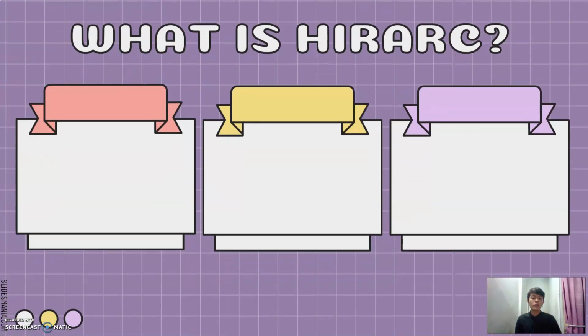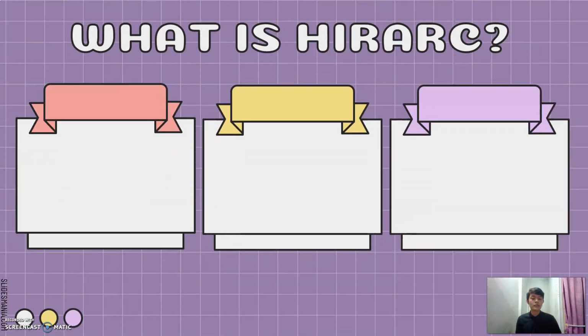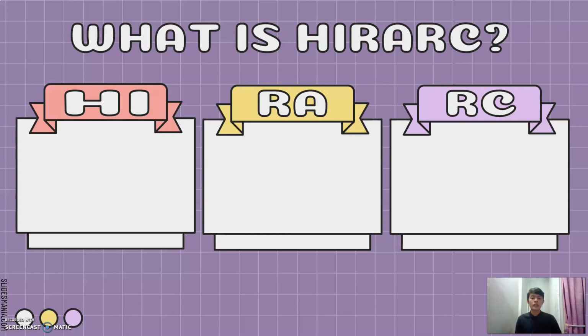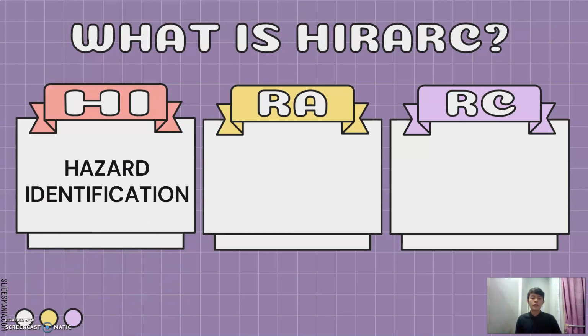First of all, we need to know HIRAC, which is our main discussion for today. So, what is HIRAC? HIRAC can be broken down into three elements, which are HI, RA, and RC. HI stands for Hazard Identification. We need to identify items or materials which can be a threat that may cause injury or harm to people.